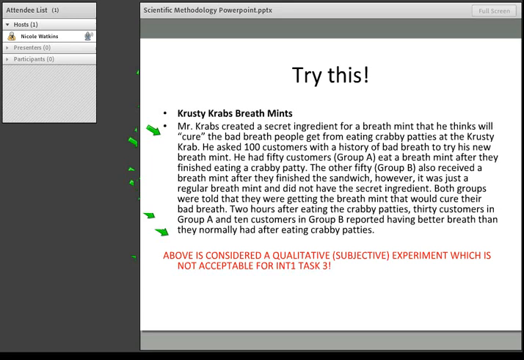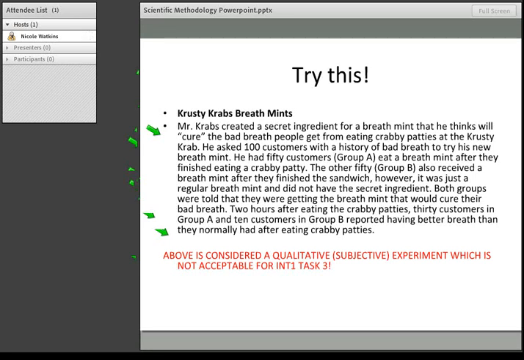So what would your independent variable be? If you said the secret ingredient in the breath mint, you are correct because that is what he's changing. What's our dependent variable? If you stated the amount of breath odor or bad breath, you are correct because that's what he's measuring. And what do you think Mr. Krabs' conclusion should be?